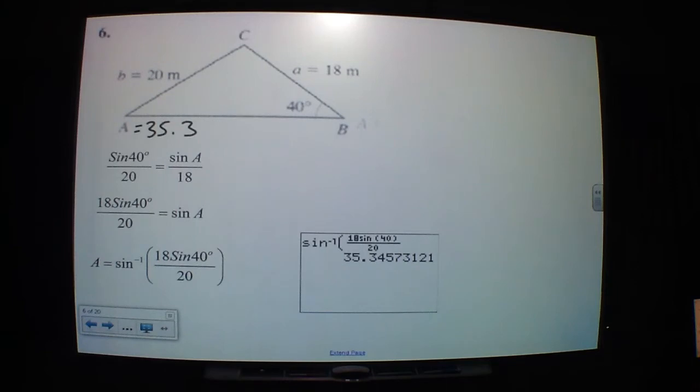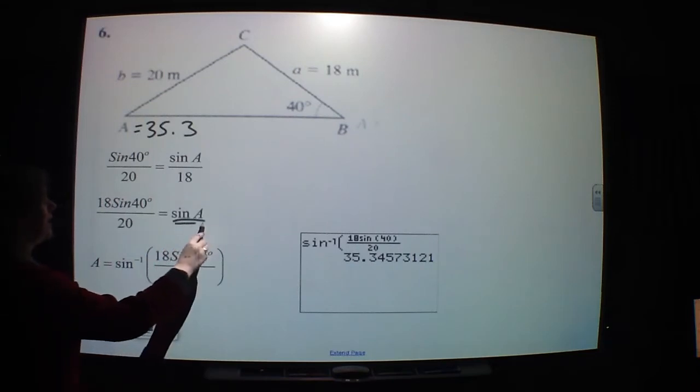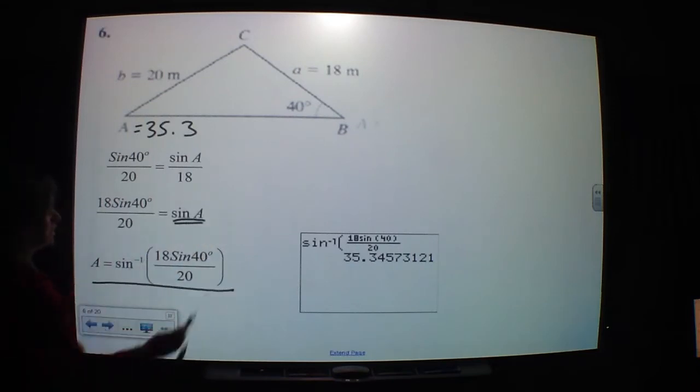Remember, the sum of the three angles is equal to 180. So then do your math and then use the law of sines. I'm not going to finish this problem. I just wanted to make sure you realize if you had to find an angle, you used inverse. Okay?